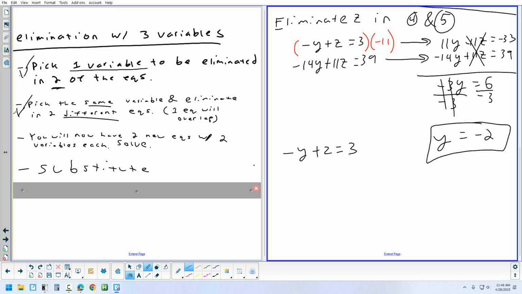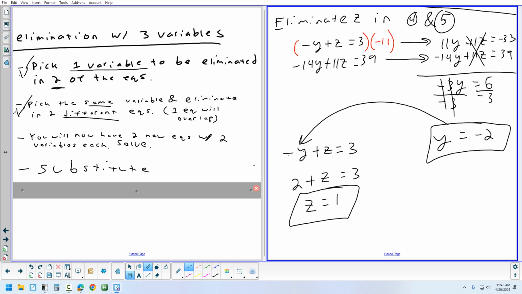And what did we just get for y? Negative 2. So fill in negative 2. What's negative negative 2? 2 plus z equals 3. And we got z. So once you get your first answer, the rest of them come pretty fast. We got y, we got z. What's the last thing we need?